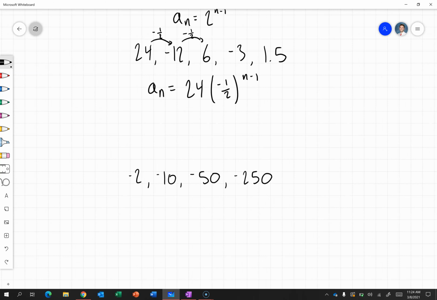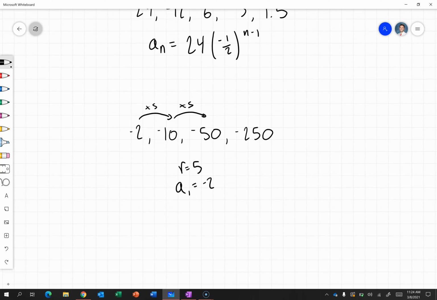Okay, one last one. We have negative 2, negative 10, negative 50, negative 250. So we can tell that our common ratio here is 5. We're multiplying by 5. So that means r equals 5. And our first term is negative 2. So our nth term will be equal to negative 2 times 5 to the power of n minus 1.